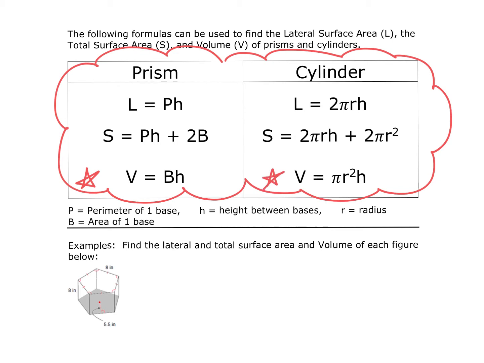So to do volume, we take the area of the base and we multiply it by its height. And for the cylinder, we take the area of the base as well. It's a circle, and the formula is pi r squared, and that's how we get pi r squared h, because we multiply it by the height. So let's do these examples, and we're going to be doing the volume.